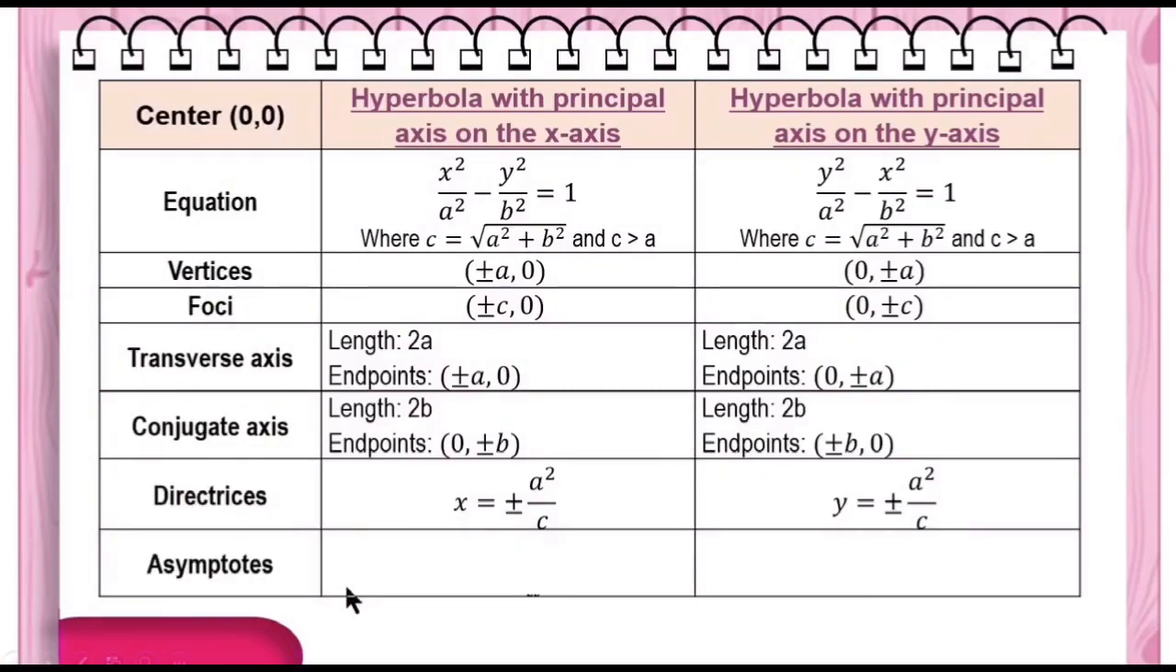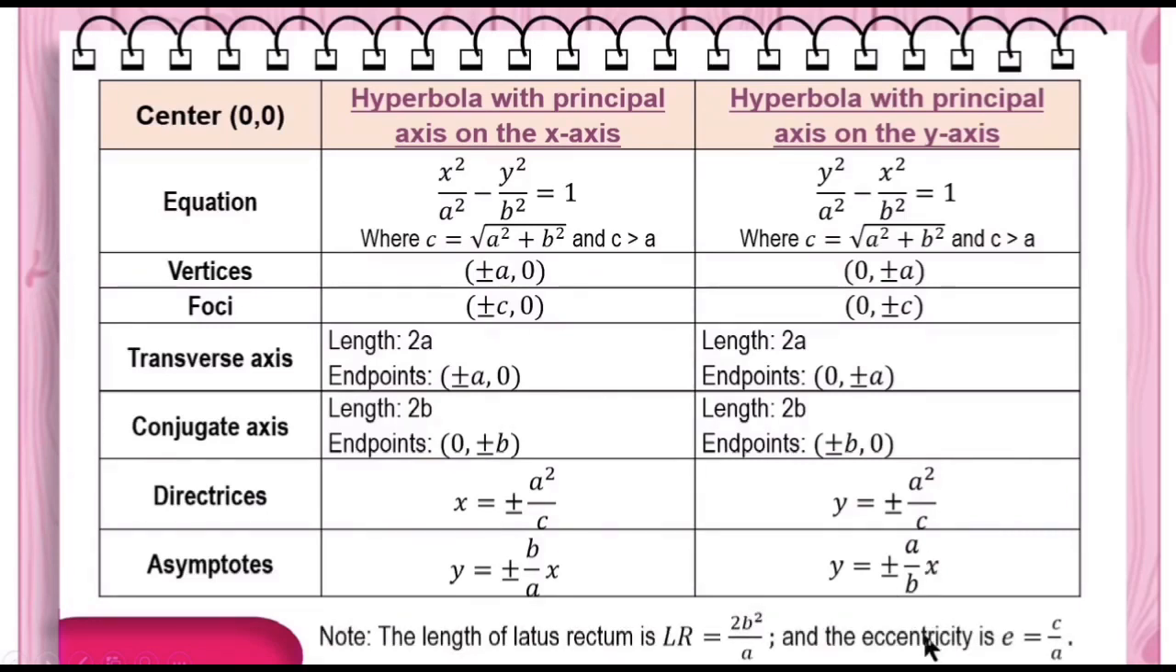While the asymptotes are y equals plus and minus b over a times x if the principal axis is the x-axis, and y equals plus and minus a over b times x if the principal axis is the y-axis. So nag-switch lang ang kanilang value dito. They are both y because these are lines with a slope plus and minus b over a or plus and minus a over b. The length of the latus rectum of the hyperbola is 2b squared over a and the eccentricity is c over a. The same lang ang value dito mapa-ellipse or hyperbola.